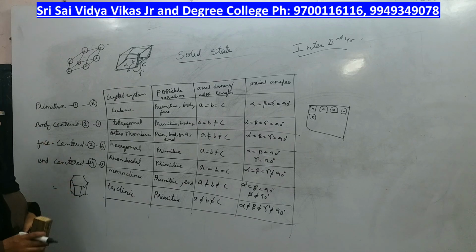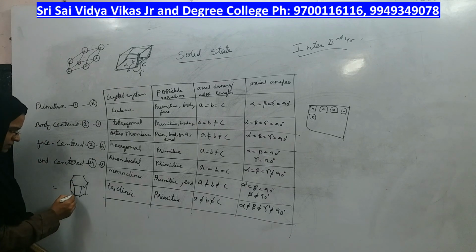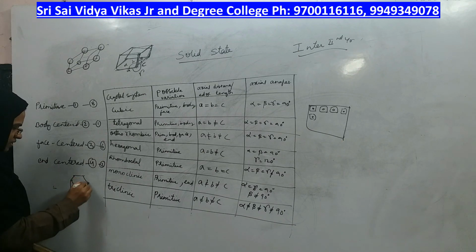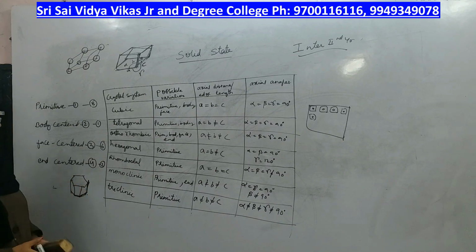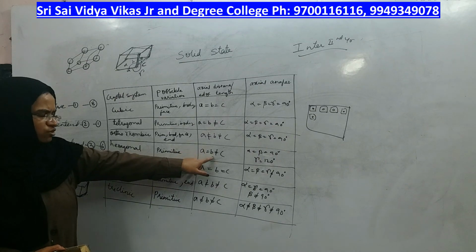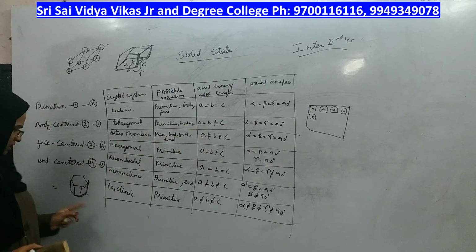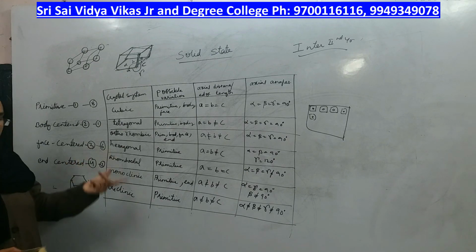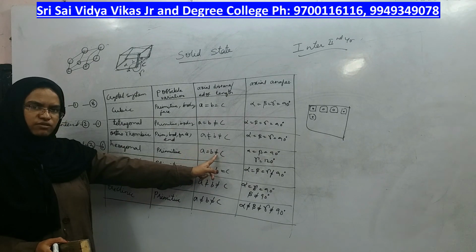And in the hexagonal also, A and B, these two are the same, A is equal to B, but C, the longest edge, is not equal. Therefore, A is equal to B is not equal to C. This and these are the same, but the long edge is not the same, so it is not equal, right.